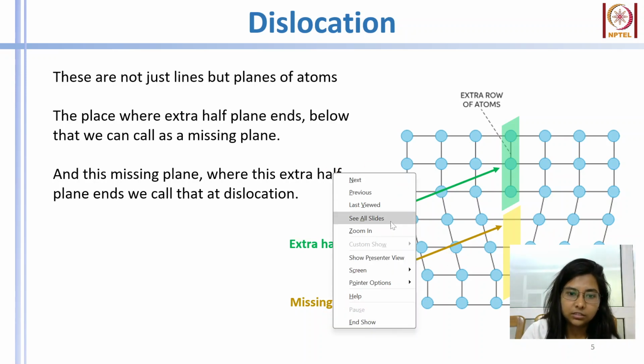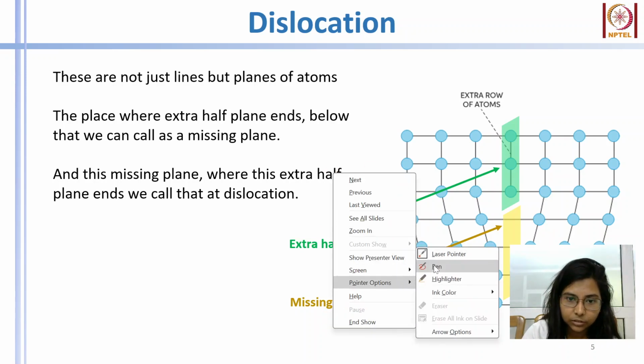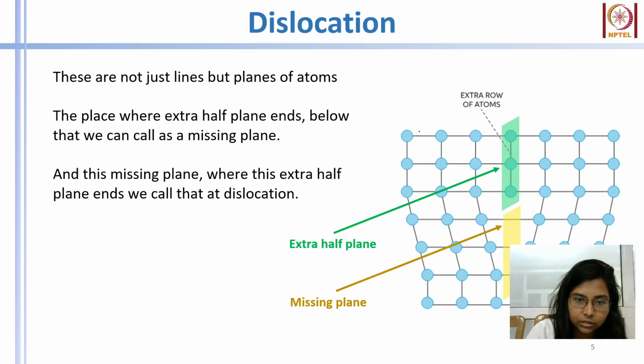So how is this denoted? If I try to draw, it will be somewhat like this. This here is the extra half plane, and on both sides it will be like this. This area is the missing plane.